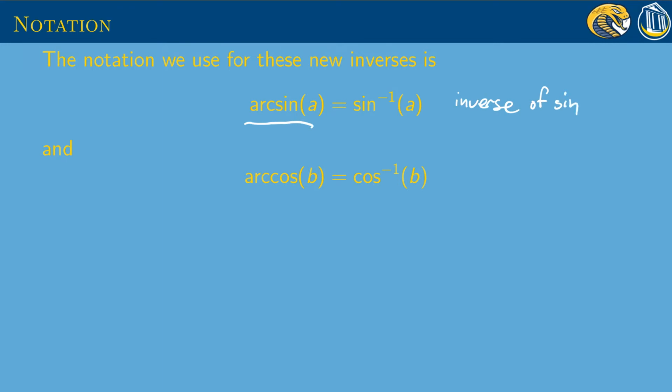Similarly, we have a function called arccosine, sometimes written cosine to the power of -1. And again, this is just the inverse of cosine. This is the function that undoes cosine. One thing we need to be aware of is that sine inverse of some angle does not equal 1 over sine. And cosine inverse of an angle does not equal 1 over cosine.